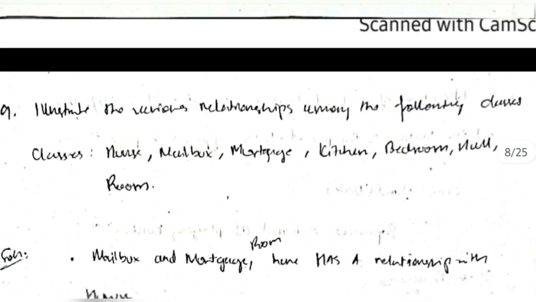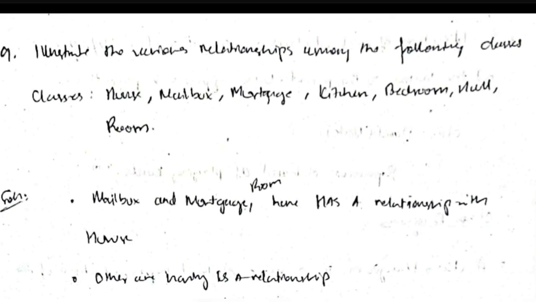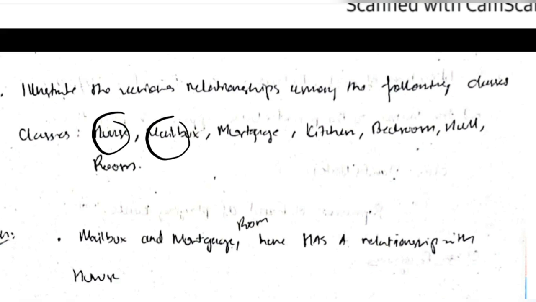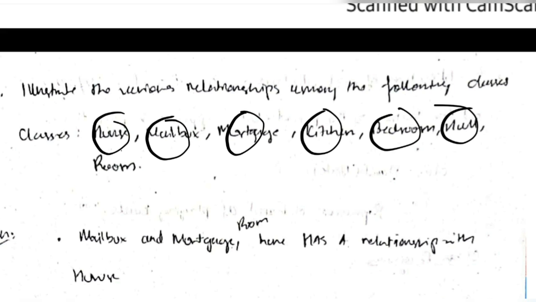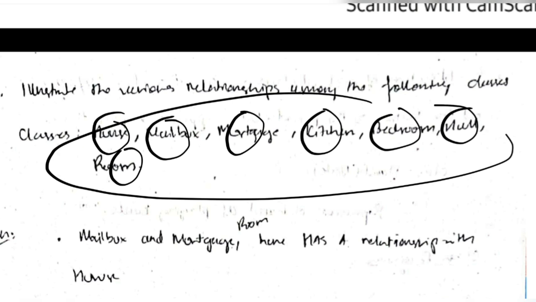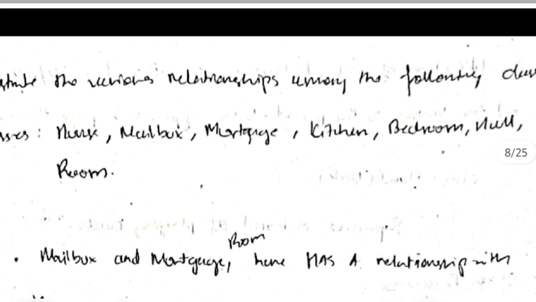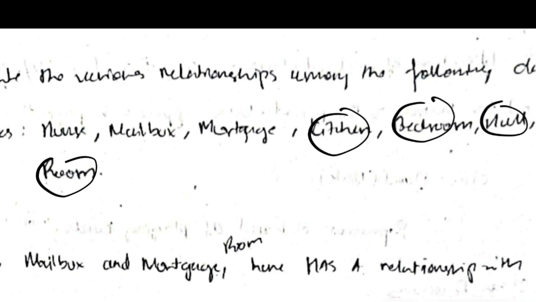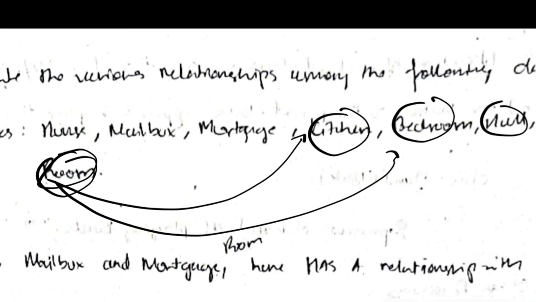Okay, so let's see an example of how to represent classes and objects using the class diagram. So here these are the classes: house, mailbox, mortgage, kitchen, bedroom, hall and room. Now for this we have to make the class diagram. One thing you observe: what are the things you can make groups of? Kitchen, bedroom, hall and room, you can combine these in a single thing, because room is the parent class, and from that kitchen is derived, bedroom is derived and hall is derived. Okay, that's the first point.